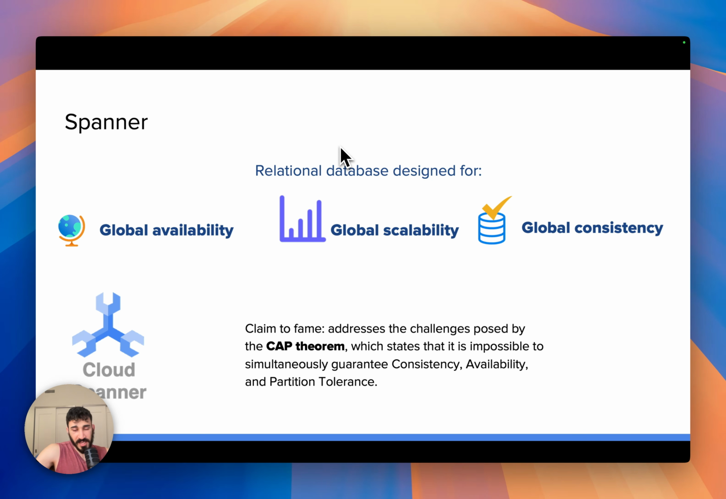The claim to fame of Spanner is that it addresses the challenges posed by what's known as the CAP theorem, which states that it is impossible to simultaneously guarantee consistency, availability, and partition tolerance. It's actually limited by physics. And it's interesting to get into. We don't need to get into the technical details, but if you're interested, look it up. But that's why global availability, global consistency, and global scalability are the thing that Spanner is known for. So it's pretty recognizable on GCP exam questions.